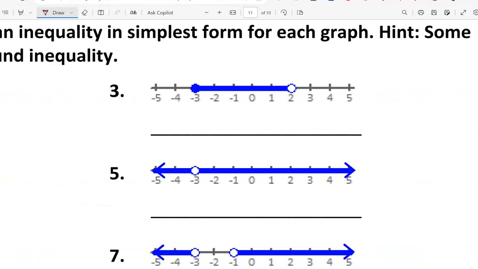In 3, we see numbers that are shaded in between -3 and 2. So I'm going to write a 3-part inequality. -3 is less than or equal to x is less than 2. Be sure that your inequalities all point toward the -3.